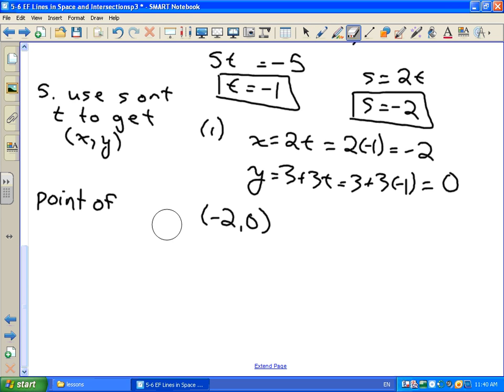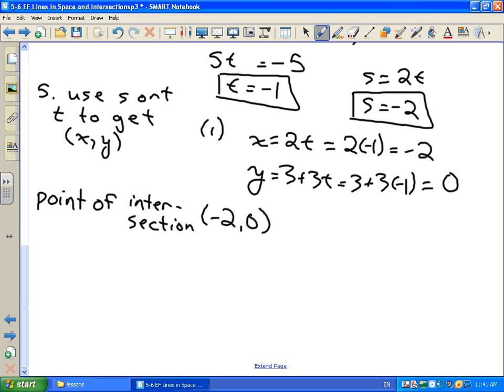Now, I didn't have to use equation 1 there. I could have used equation 2, the parametric equation for equation 2, and then I would have been subbing in my value of s, and it should give me the same ordered pair, if this is in fact a solution to both lines. Okay. So 2 equations with 2-dimensional lines. Simplest case you're going to encounter.